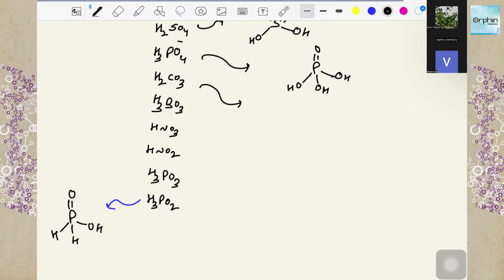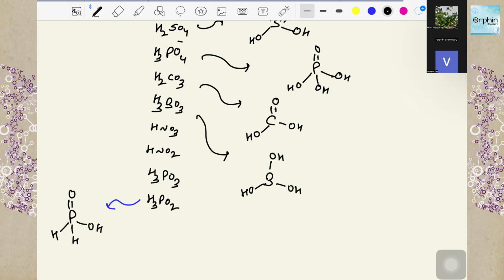There are only a few structures needed. So H2CO3, if we make it, then carbon is the central atom, and we can see 2 hydrogens and 3 oxygens are there. So 2 OH bonds will be there, and then 1 oxygen is still remaining, so it will make a double bond with O. H3BO3, boron is the central atom, right? And 3 hydrogens, 3 oxygens. Okay. So 3 OH bonds will be there.